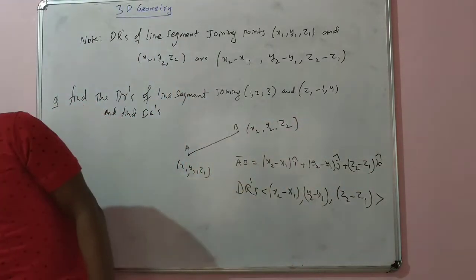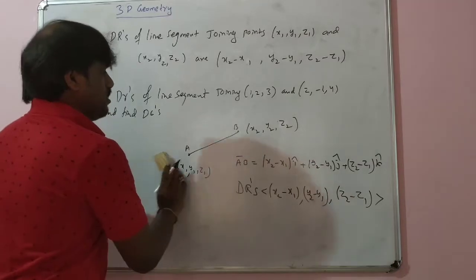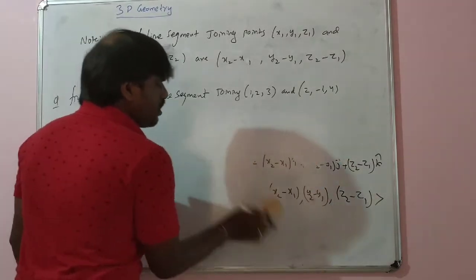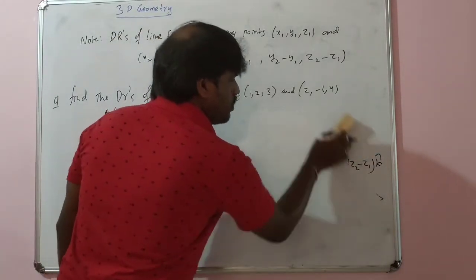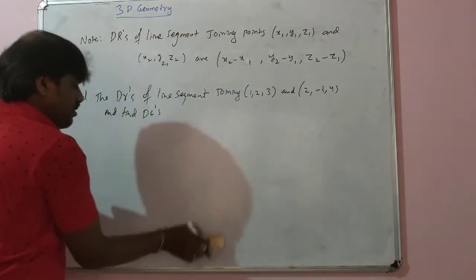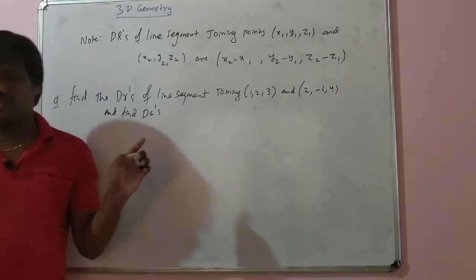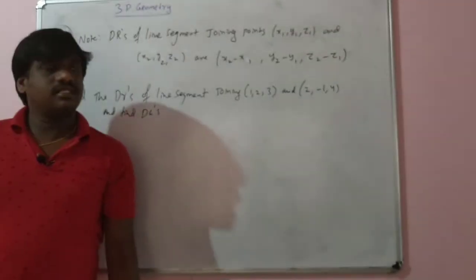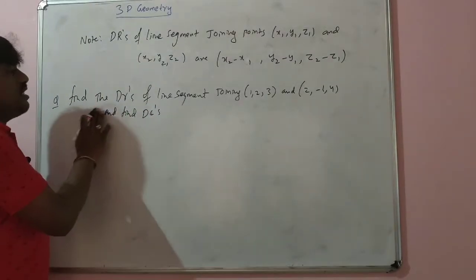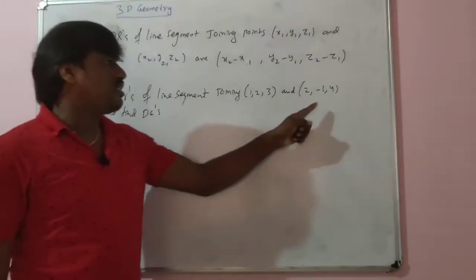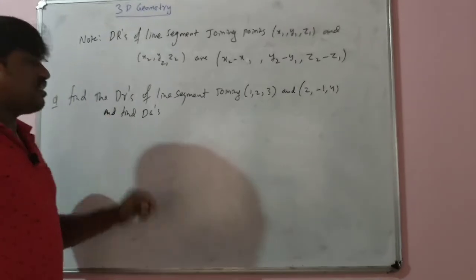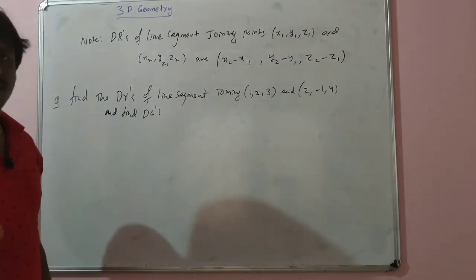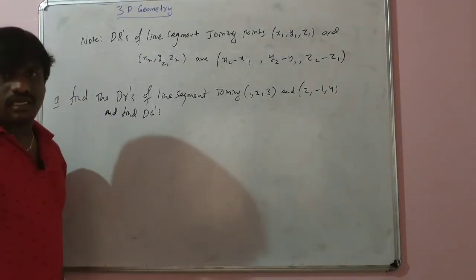So let us solve a problem based on this concept. See, this is the question. This is purely important for the board level, and you should know this concept. Find the direction ratios of the line segment joining these 2 points and find the direction cosines also. He is asking to find direction ratios and direction cosines.